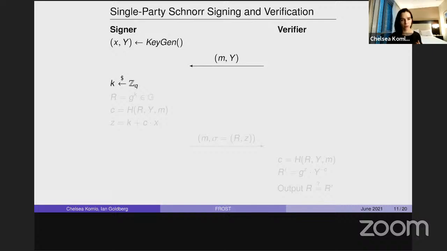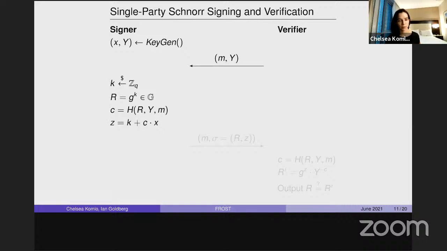And so what the signer will do is they'll generate a nonce sampled uniformly at random. They'll generate the commitment. And then they'll generate this challenge. So the challenge is the hash of the commitment, the public key, and the message. The public key sometimes is part of the challenge, sometimes it isn't. Here we show it as being part of the challenge. And then they generate the response.